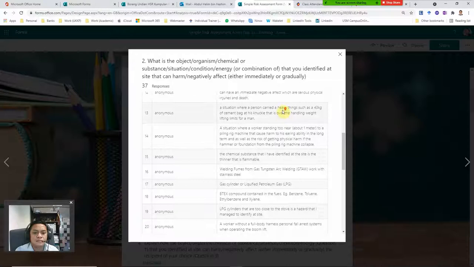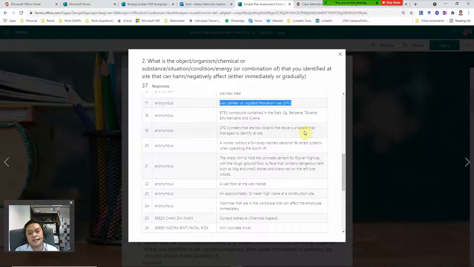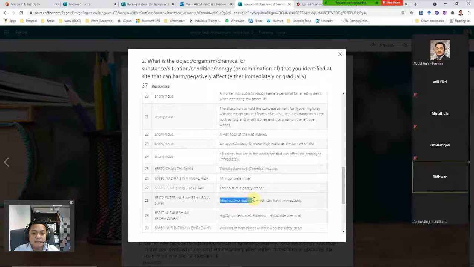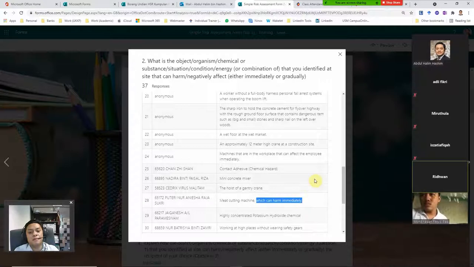Okay. This one is good. LPG, quite straight, clear LPG. Mini concrete mixer. Yes, I know that is a mixer for concrete and it's mini in size. Meat cutting machine, that's clear for me. So this part you don't have to put, which can harm immediately because it will be put into the later parts.